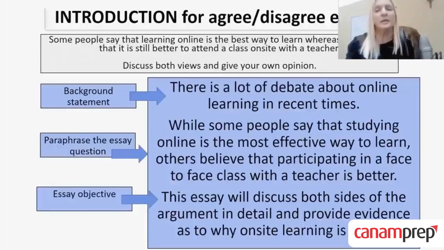This essay will discuss both sides of the argument in detail and provide evidence as to why on-site learning is better. So that phrasing is perfect for every discussion essay. This essay will discuss blah, blah, blah. So use it every time, it works like a charm. And then, as you can see, I have given my opinion because I've said I will provide evidence as to why on-site learning is better.